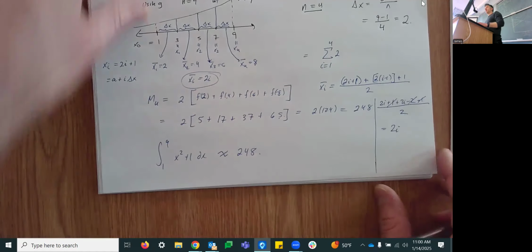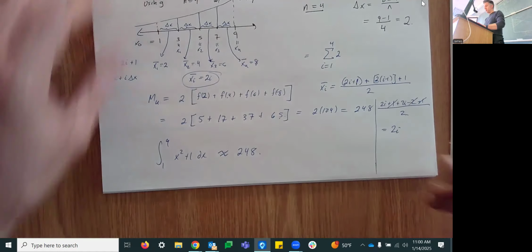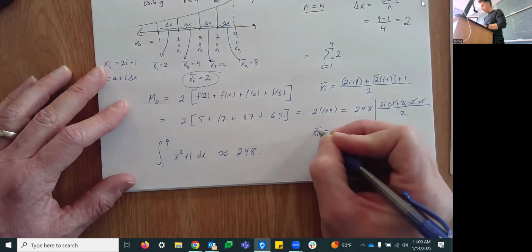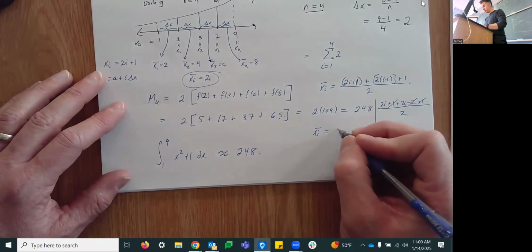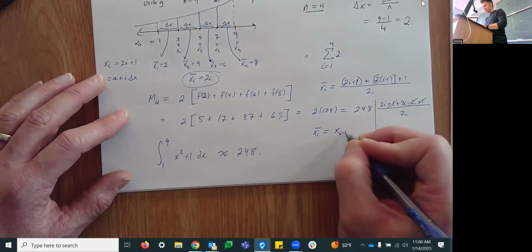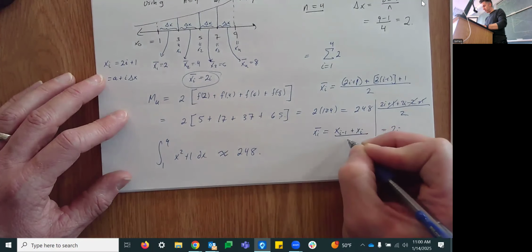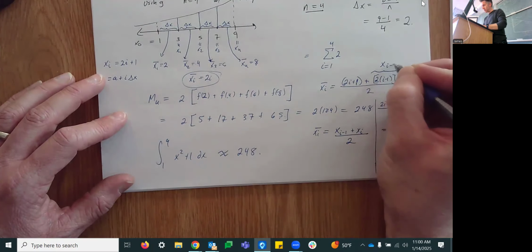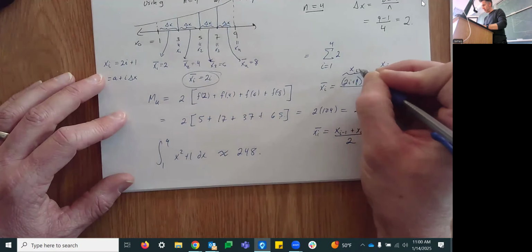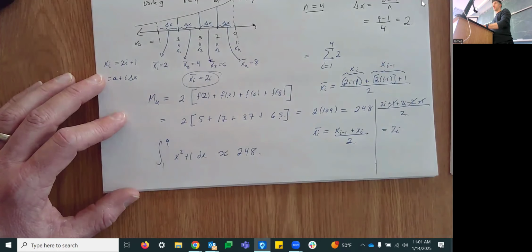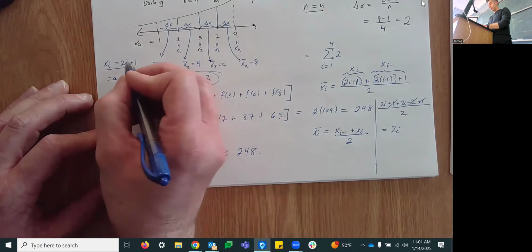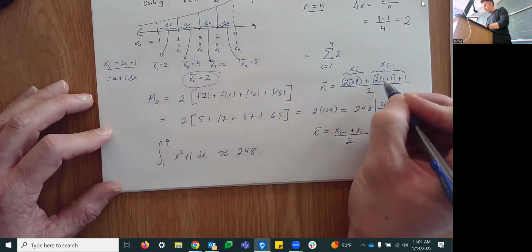Oh, sure. So what I said here was, sorry, I'm running out of room here. My x sub i bar, as always, is the average of x sub i minus 1 and x sub i. That's what I've got here. Here's my x sub i minus 1. Here's my x sub i. Right, so my x sub i was 2i plus 1, and then x sub i minus 1, I'm literally just replacing the i with i minus 1.